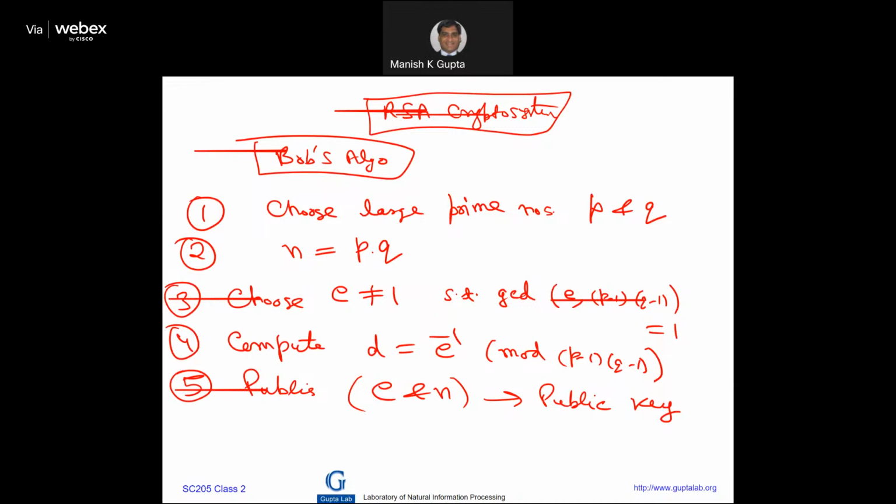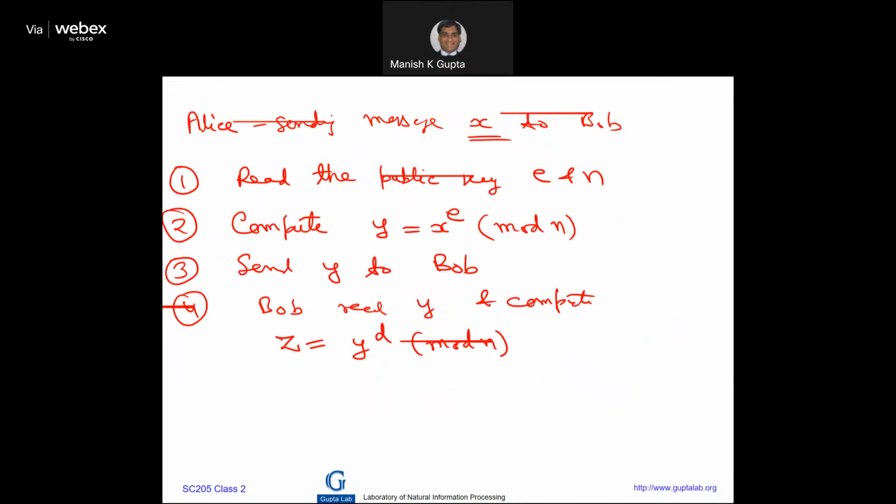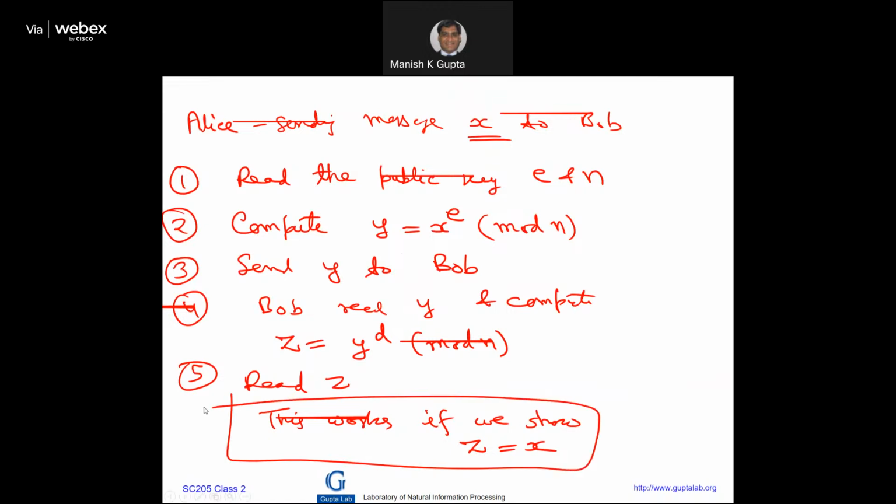So what is he going to do? Read Z, step 5. So Bob has received Y, which is X raised to E mod N, and computes Y raised to D mod N, and he gets some number Z. Now this protocol should work if we show that Z is equal to X. Otherwise, how? So now we are claiming that once Bob computes Y raised to D, he reads Z, and actually this Z is nothing but X. It turns out that. I'll show you how, but this is the magic.